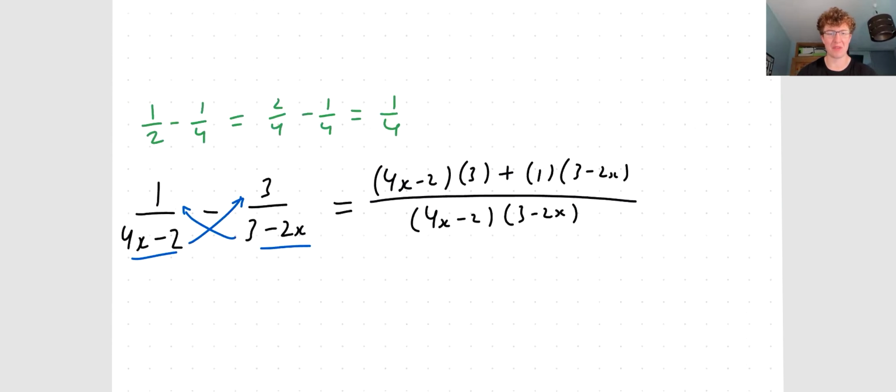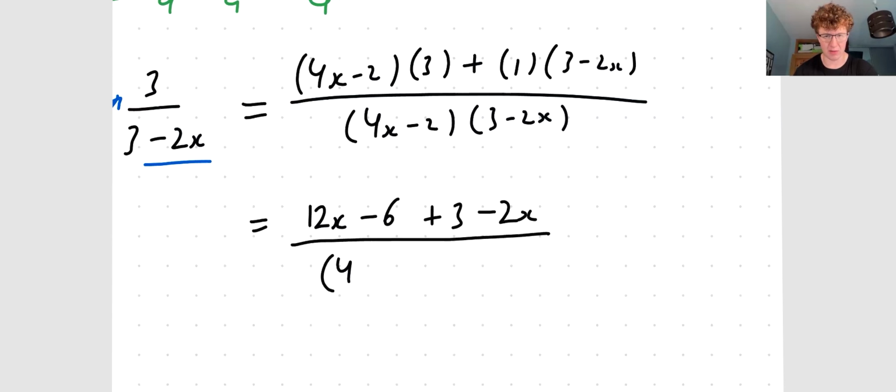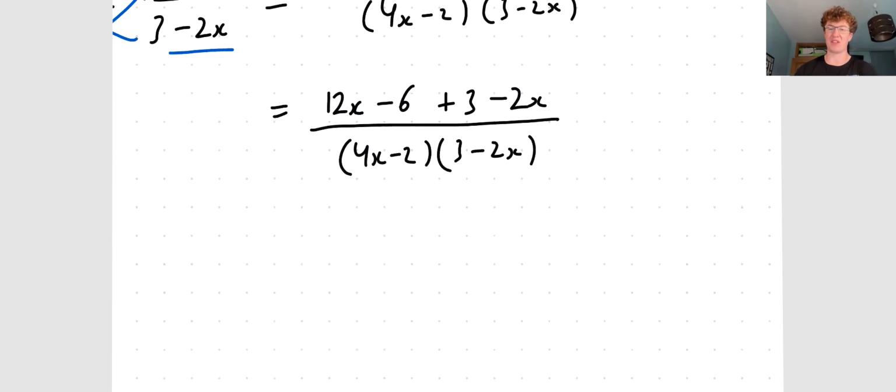So now, let's simplify this. 3 times 4 is going to be 12x, minus 2 times 3 is going to be minus 6. We're going to have a plus 3 minus 2x from the other brackets, and then we're going to have 4x minus 2 down here, and 3 minus 2x down here. Now, you could expand this bottom bracket, but if we want to simplify the expression, we want to leave the brackets like this, typically. But sometimes they might want you to expand this bracket to have a quadratic. It really depends on the question. I'm going to leave it for this case.